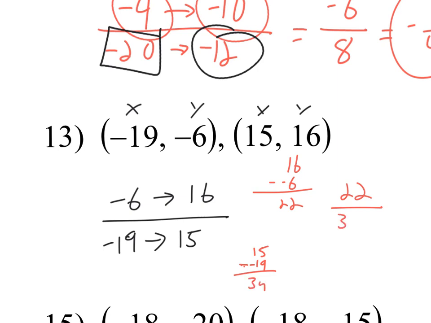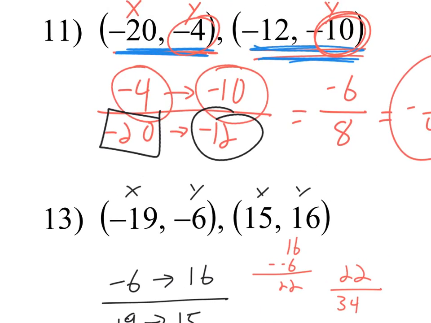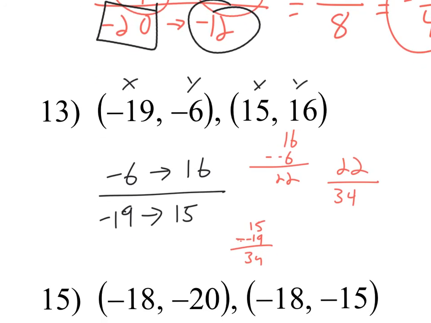Wait, so you always put the positive number? Well, no, if it went down, it would be a negative number. Like up here, we went from -4 to -10. We went down, so it was a negative. But down here, from -19 to 15, we went up. So it's a positive number. Okay?